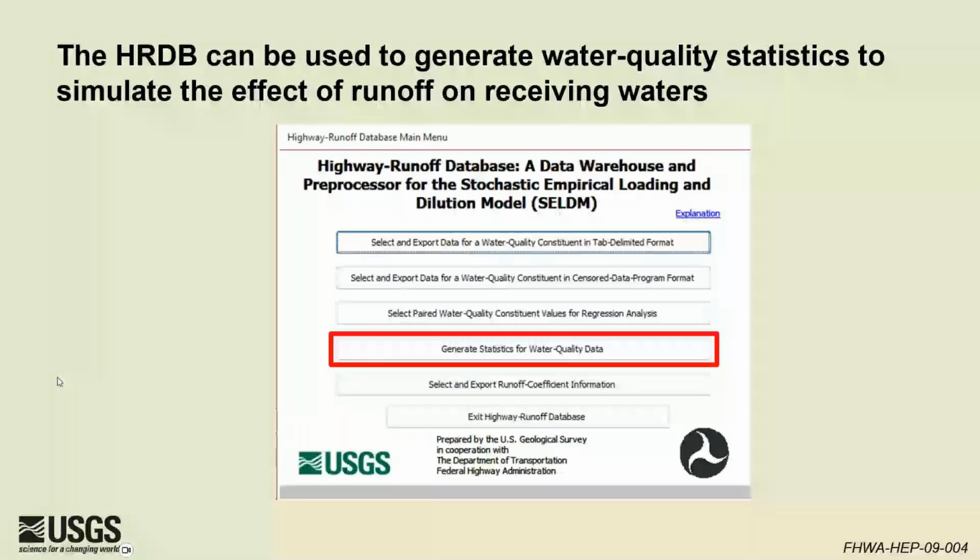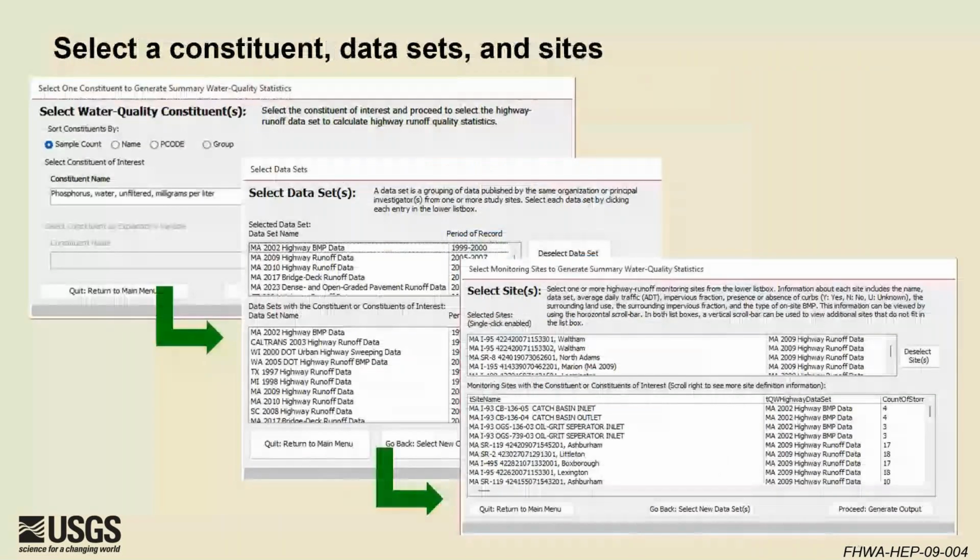So now we'll look at a couple examples of using the Highway-Runoff Database. One of the primary uses is to generate the statistics that you need for SELDM. So SELDM needs the average, standard deviation, and skew of those event mean concentrations, EMCs, in order to simulate highway runoff concentrations. So when we select the Generate Statistics for water quality data in the database, there are some pretty simple menus that you need to interact with. So retrieving data is as easy as a few clicks.